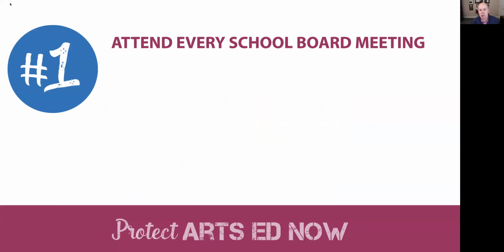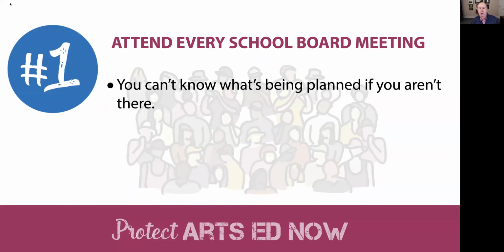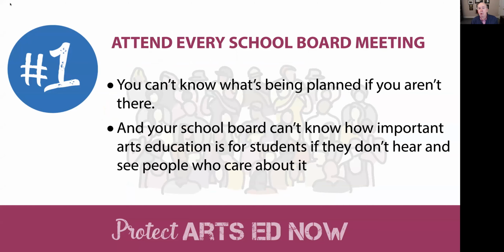And the first thing that they talk about is attend every school board meeting, have representatives at every school board meeting. This is important because our school board members can't know, or you can't know what's being planned if you're not there, or if you don't have advocates there on your behalf. And school board members won't know that you have supporters if they're not visible. So you want to have people represented at all the school board meetings.